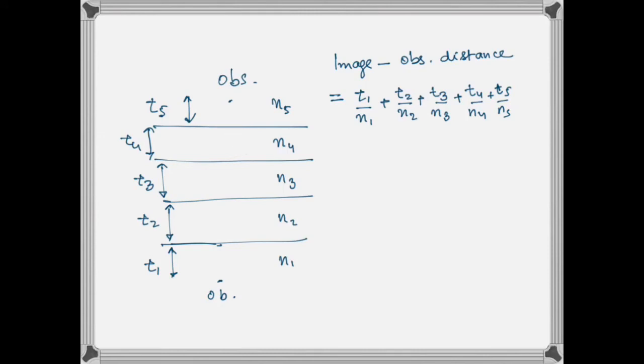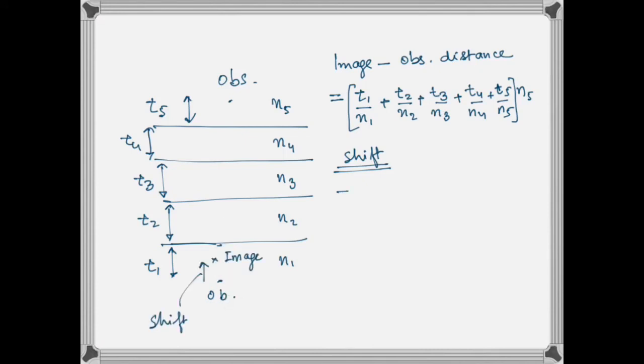But now we are finding the image distance from the observer. So we need to find the distance from this point. Therefore, we are adding T5 also. And since light is finally in N5, this whole will be multiplied by N5. So this is the observer to image distance.